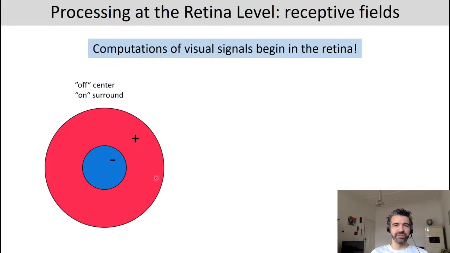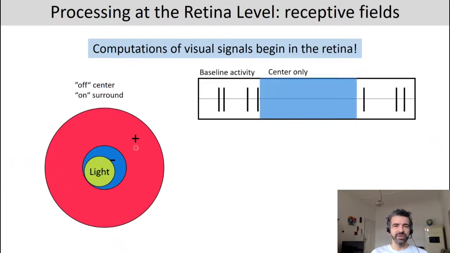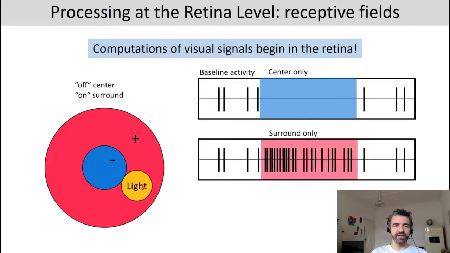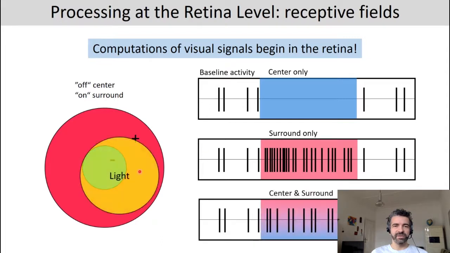There's also the opposite, an off-center and on-surround receptive field. And here you would observe the opposite pattern, of course. So if you present light in the center and no light in the surround, then you would see a suppression of the baseline activity. If you present the light in the periphery and no light in the center, you would have the highest firing rate. And if you present light in both, then something in between.